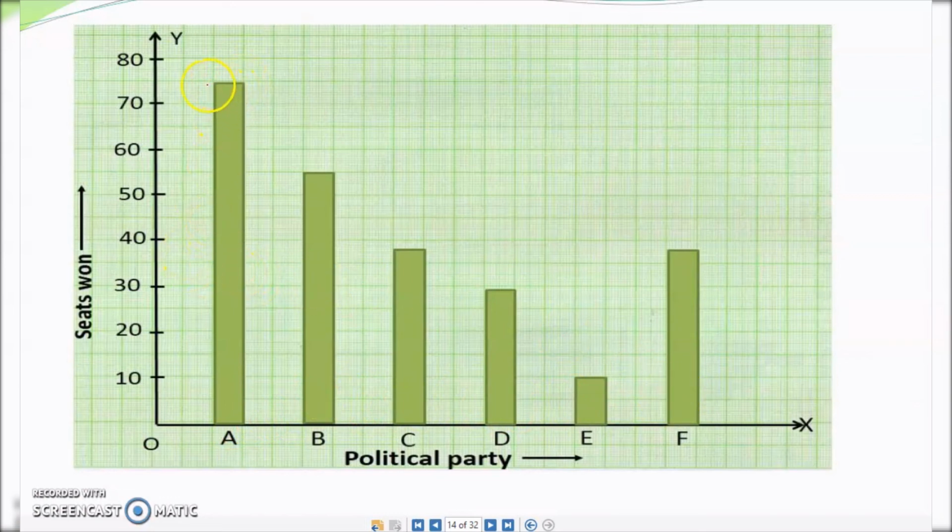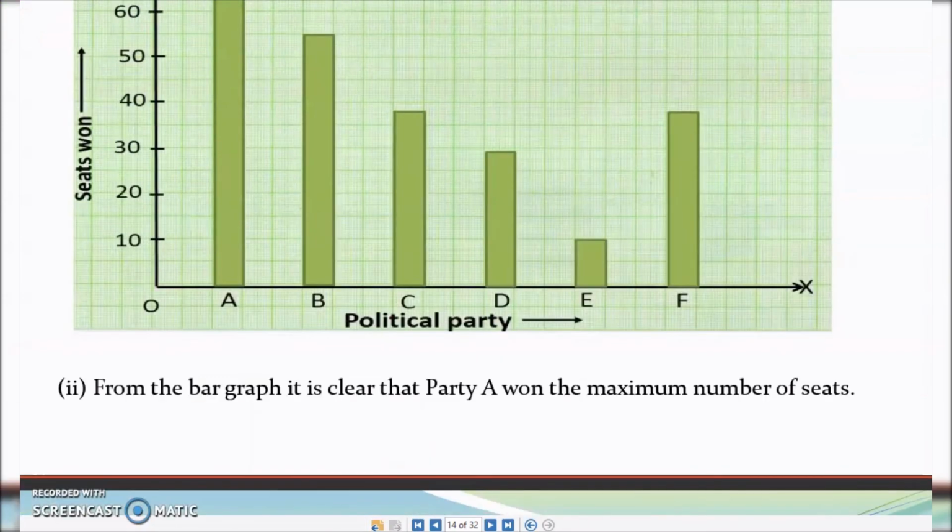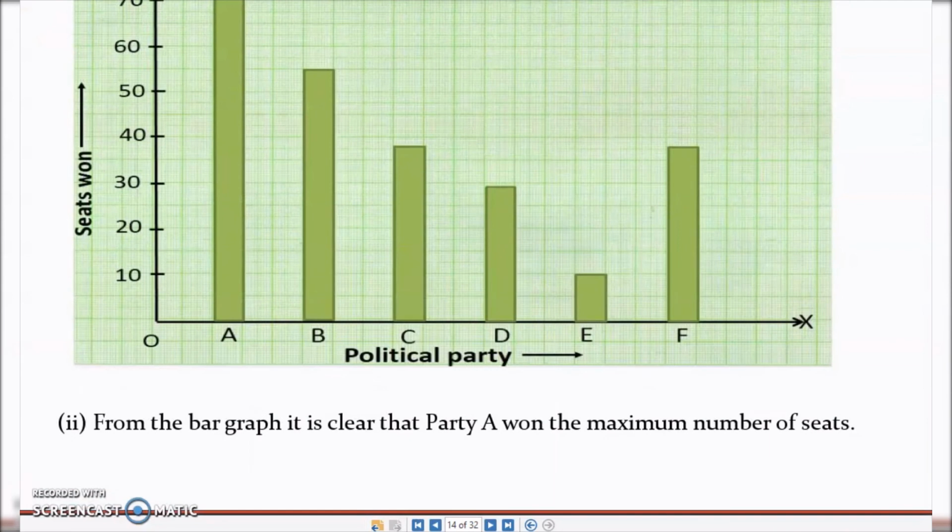And then on the y-axis you will be marking the number of seats that each party has won. So this will enable you to see at a glance which party has won the least number of seats and which party has won the maximum number of seats. Inferences can be drawn very easily. From the bar graph, it is clear that party A won the maximum number of seats.